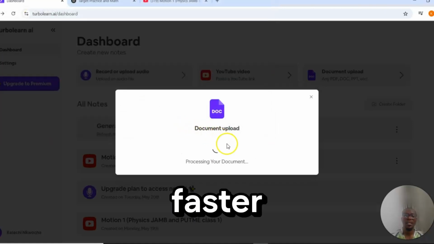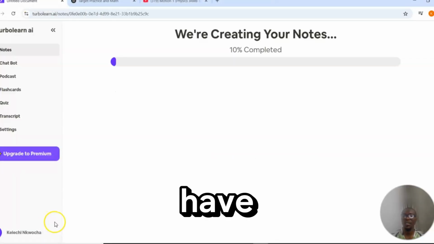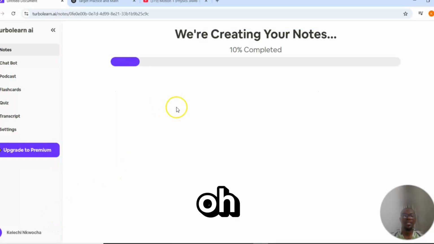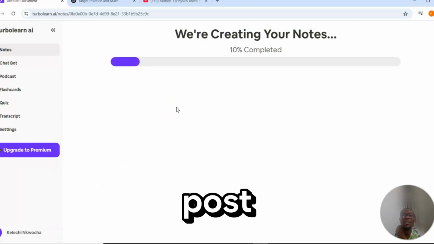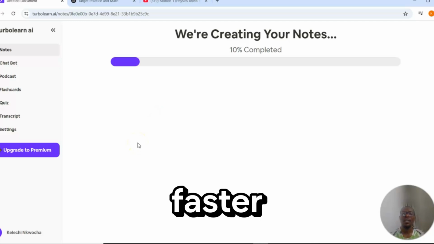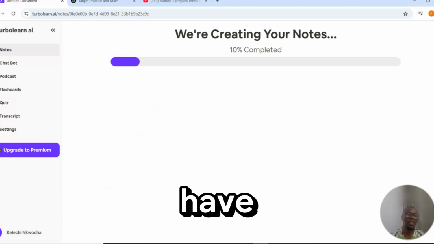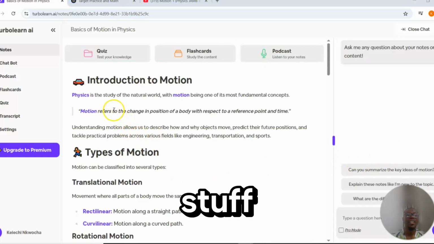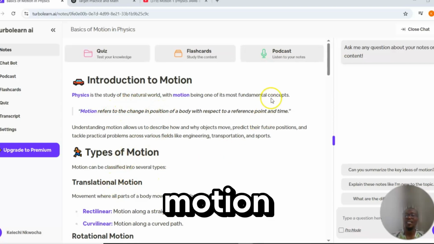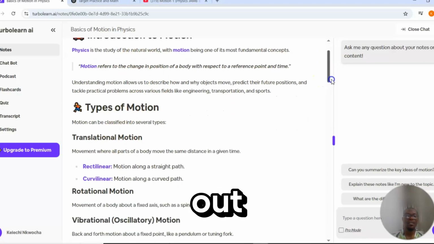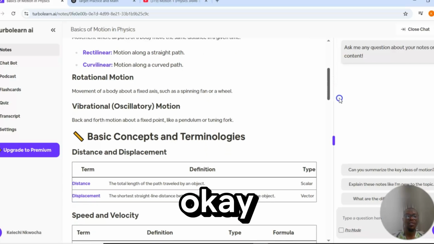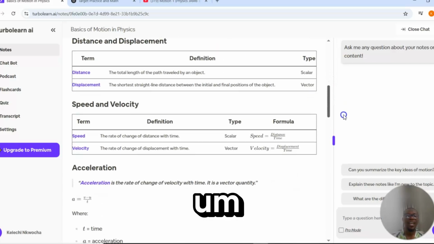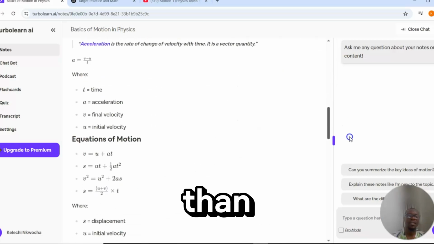Yeah, it's faster. 10 seconds now. I may not have to pause it. Okay, fine, I'll pause it. Hopefully it will be faster than the other one. Faster. We have our note here. So you can see this basic stuff, same thing about motion, and then it's bringing it out this way, making it better than the note.